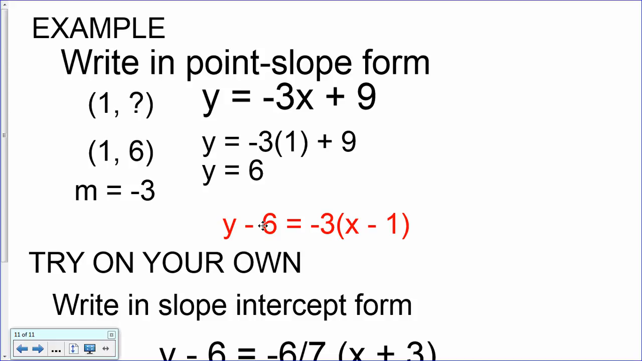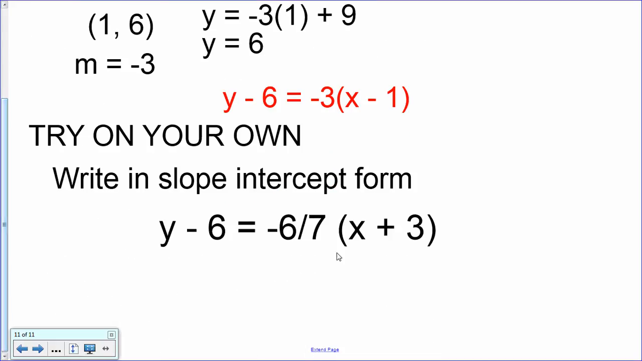But you can plug in 10 if you want to. Why you would want to, I don't know, but you could. And then you get your y value, and that's your point. Okay? On your own, I gave you the nicer one. You just have to change the slope intercept form, which just means get y by itself and make sure it's simplified. Okay? So, that's it for your stuff.